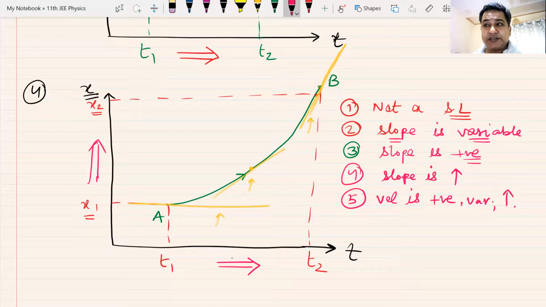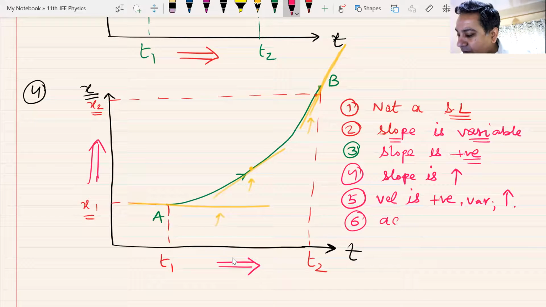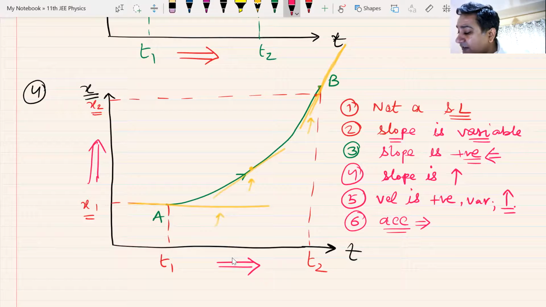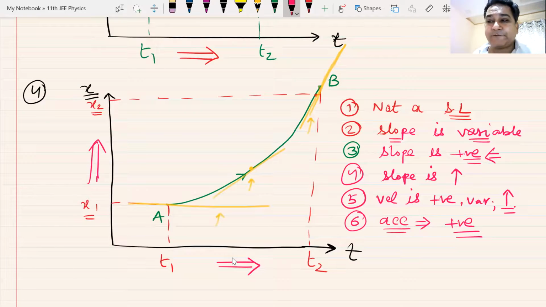That takes us to the last point. What about the acceleration? We may not be able to understand whether the acceleration is constant, increasing, or decreasing. We can still say velocity is increasing and velocity is positive. That means acceleration must be positive. Acceleration and velocity must be in the same direction, then only velocity can increase. Therefore, acceleration has to be positive.